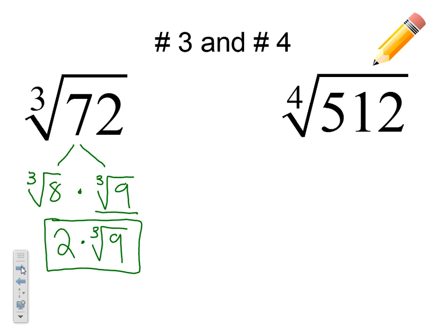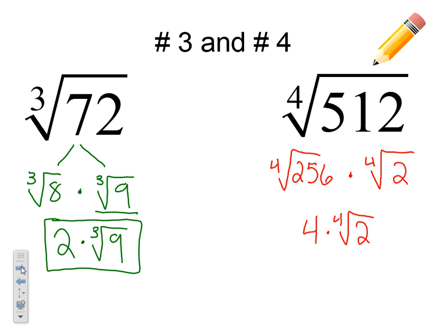Alright, we're going to do the same thing with our last example without variables. Now we're talking about fourth root. So we go to the 4th power on our yellow perfect roots table, and the largest perfect 4th power that goes into this is 256. So we're going to take the 4th root of 256 times the 4th root of 2. Now the 4th root of 256 is 4. So I get 4 times the 4th root of 2.